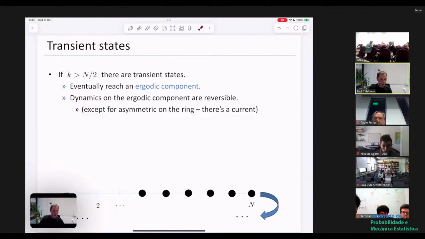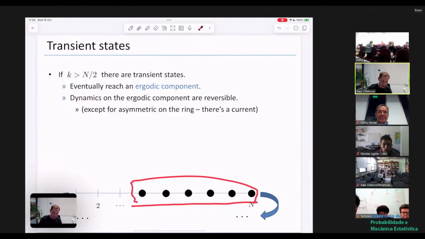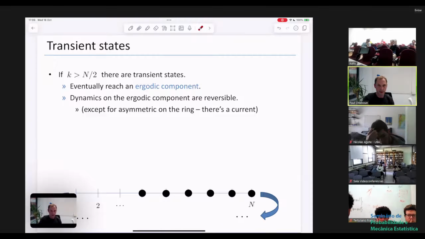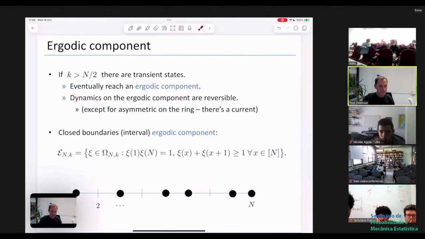Okay, so if you start from some transient state, like this one here, with all the particles jammed up close to site n, then eventually you have to wait until the process has reached the ergodic component, and then you have to mix on the ergodic component. So what does the ergodic component look like?